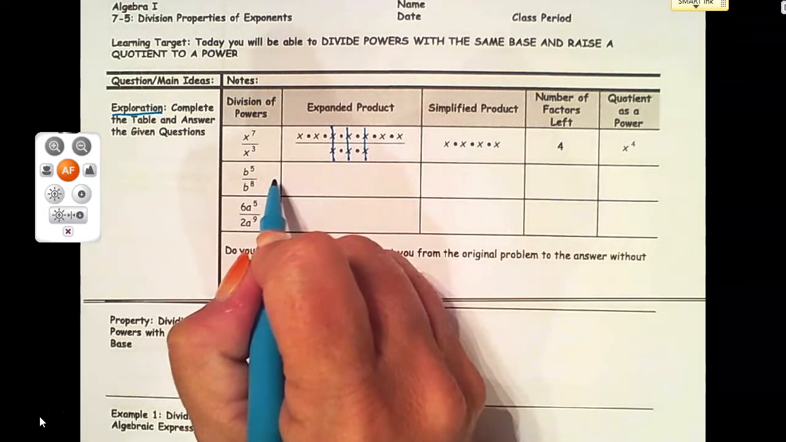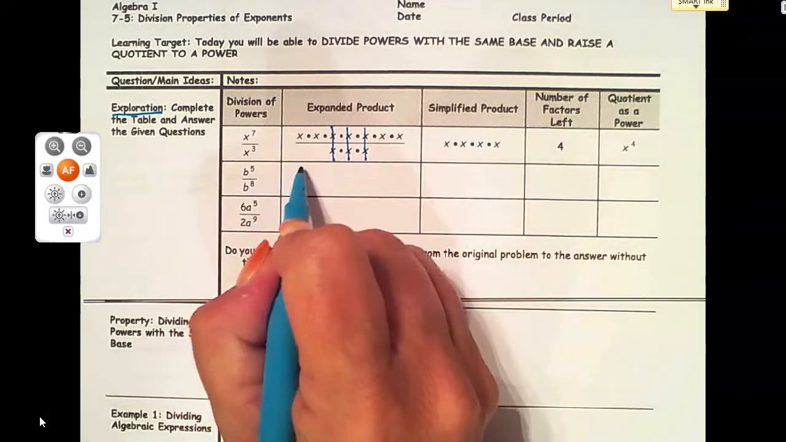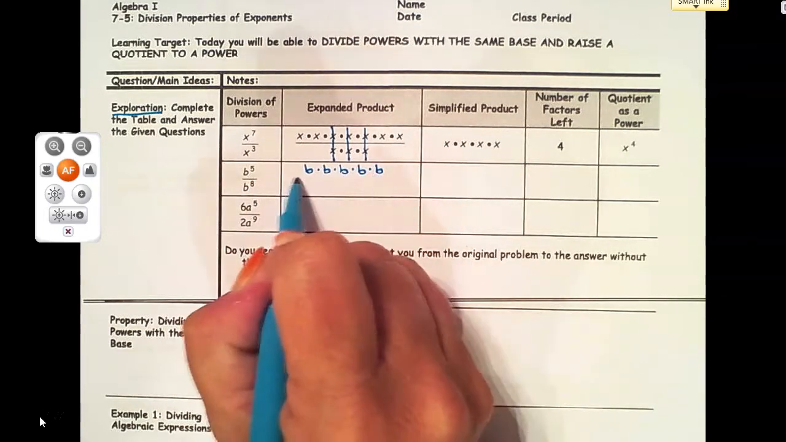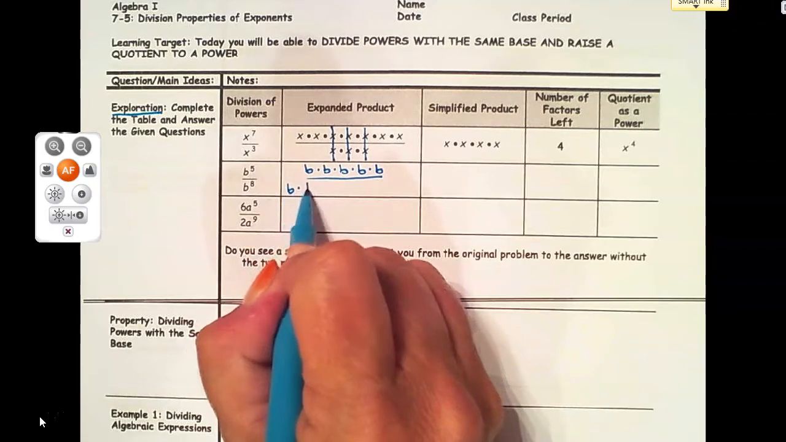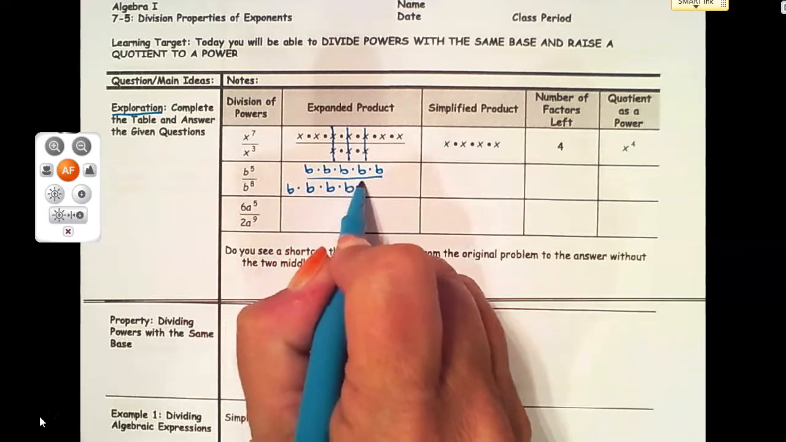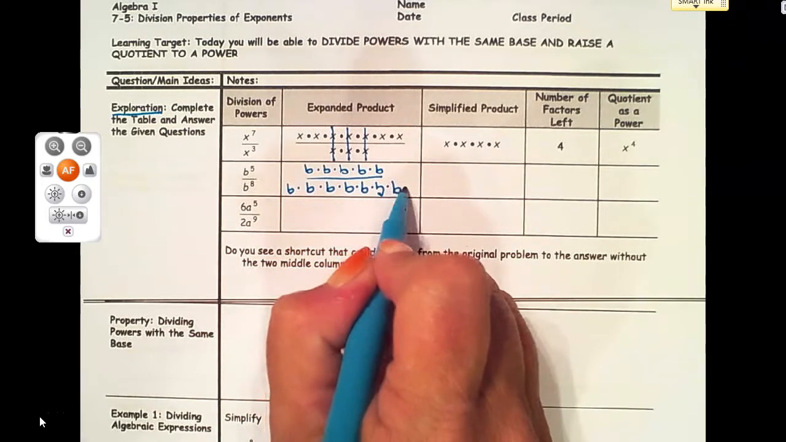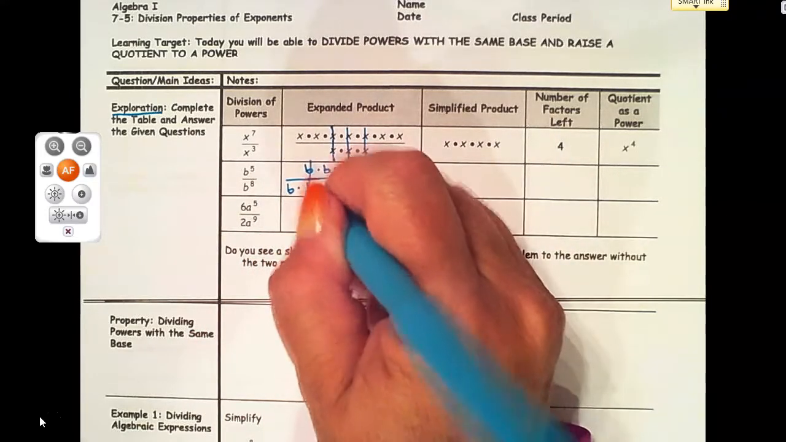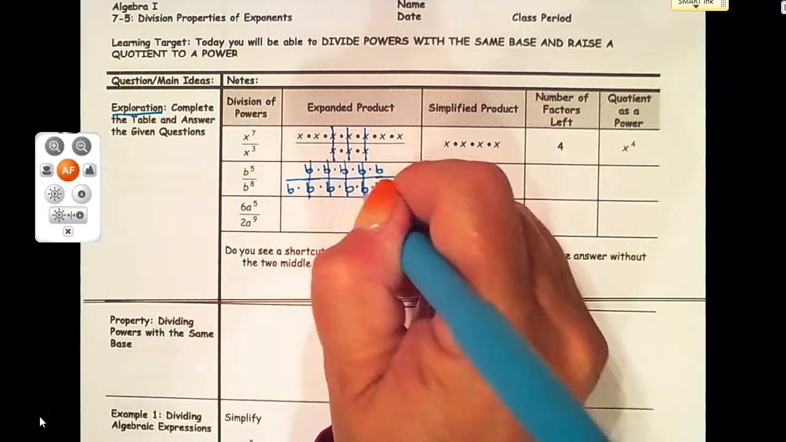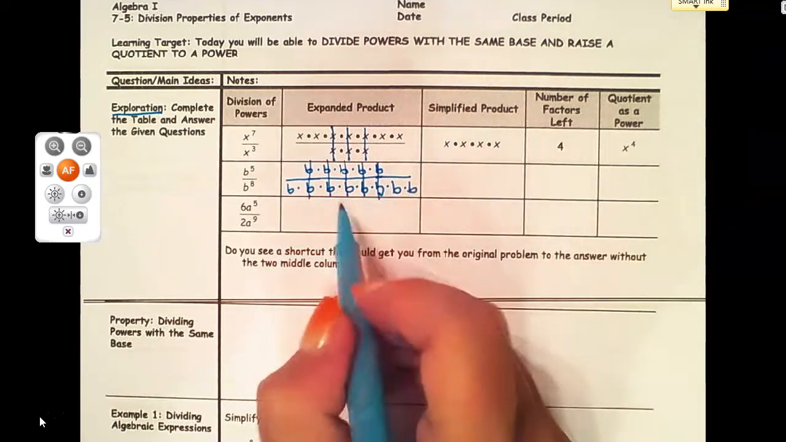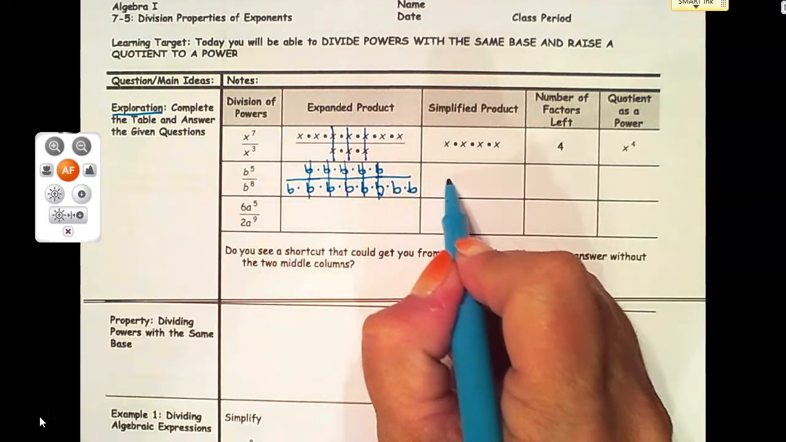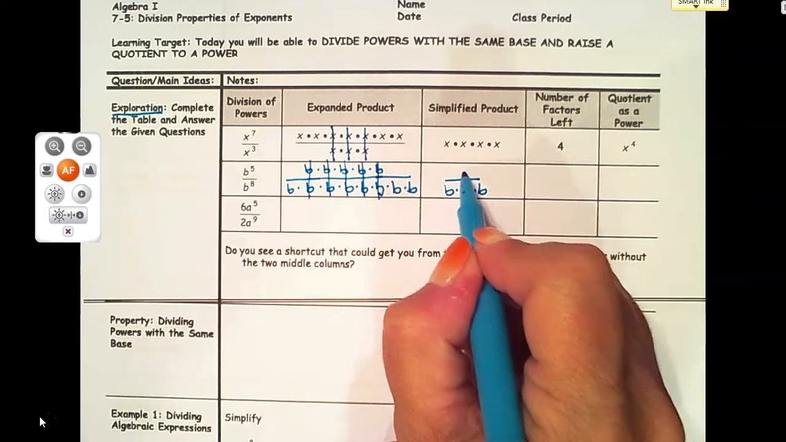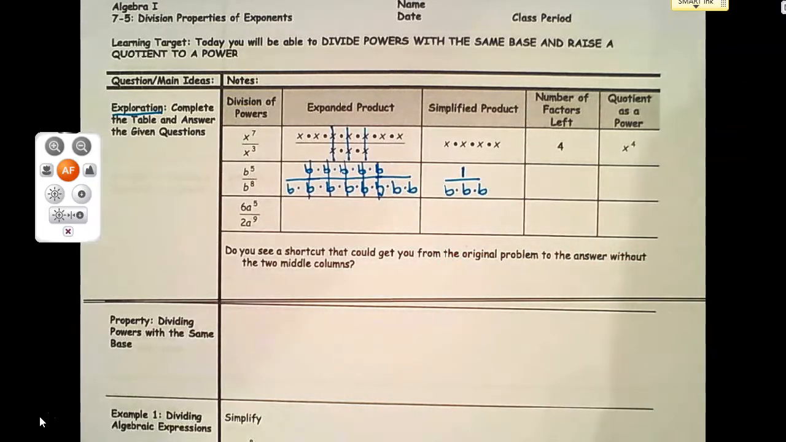If we expand the next one in much the same way, I take b to the 5th and expand it on the top, so that's 5 b's, and then 8 b's on the bottom: 6, 7, 8. And then we see what cancels. All 5 of the b's from the top cancel with 5 of the b's from the bottom. So we're left with 3 b's on the bottom. And when there's nothing left on top, we give it a placeholder of a 1.